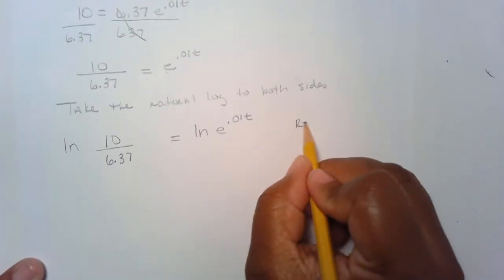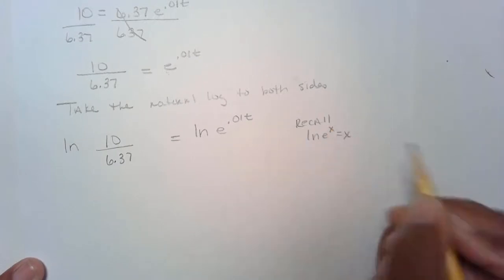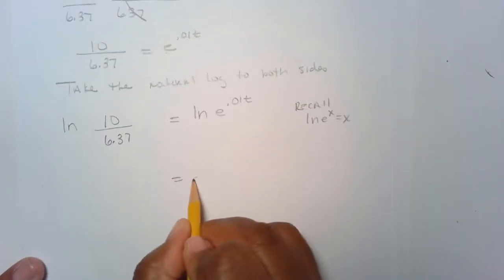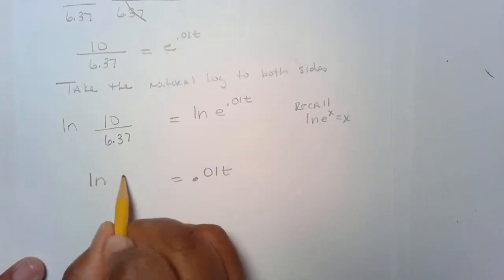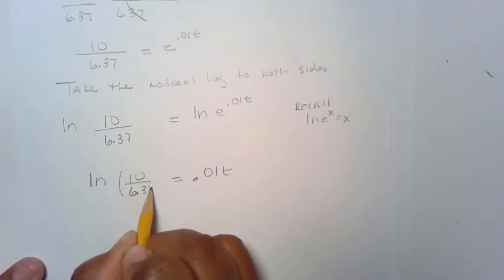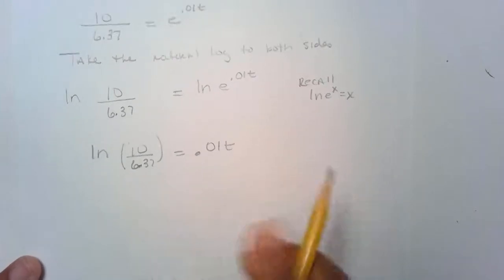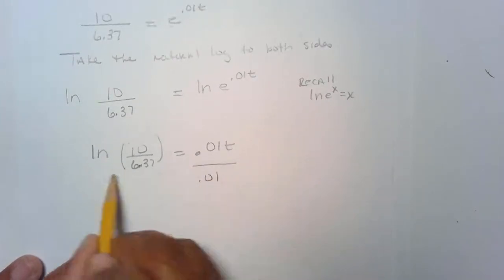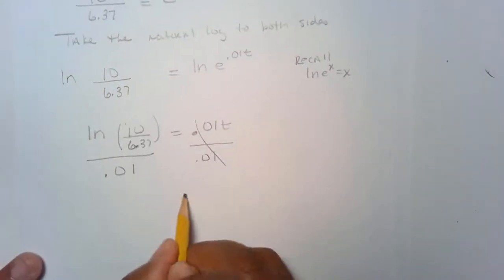So recall on the right hand side, ln of e to the x is equal to x. Therefore, that right hand side is going to give us 0.01 t. We have our left hand side, ln of 10 over 6.37. To solve for t, we're going to divide by 0.01 to both sides. And remember, t represents the time.